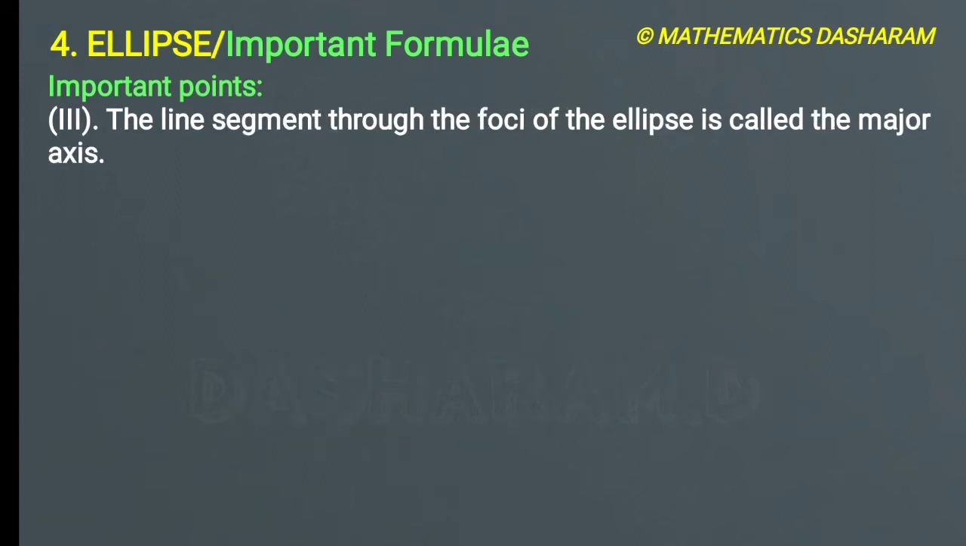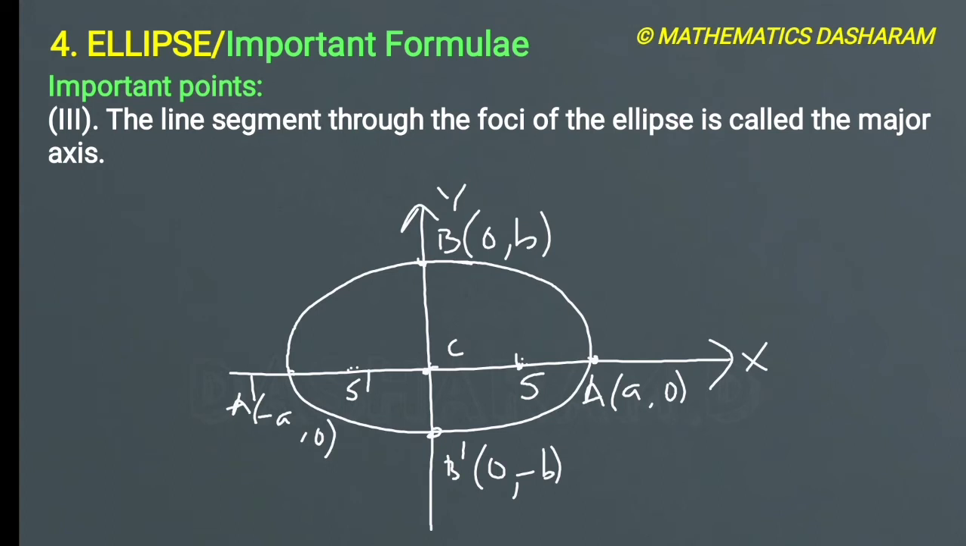Next, third point: the line segment through the foci of the ellipse is called the major axis. In this diagram, A dash to A is a line segment passing through the foci S dash and S, so it is called the major axis. Here A dash to A is called the major axis.